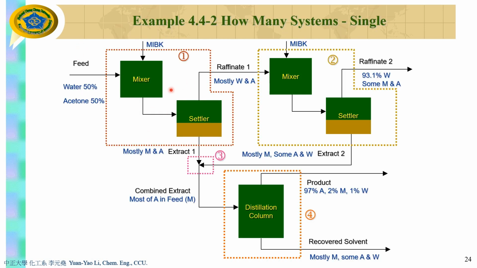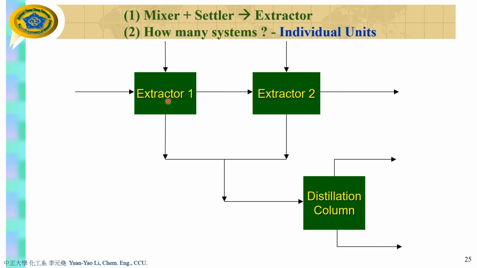Okay, so as a result, we make it like this. From here, the mixer together with the settler becomes extractor 1. The next mixer and settler become extractor 2. So we have something like this. So as you can see from your textbook, page 98, it becomes like this: extractor 1, extractor 2, and distillation column. This is a joint point from the extract 1 and extract 2. Okay, so it looks like this.